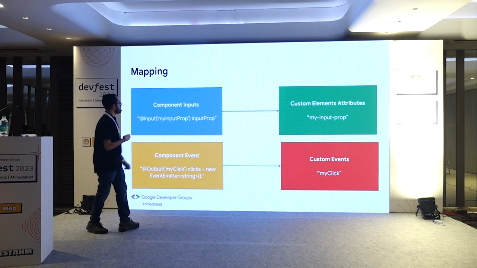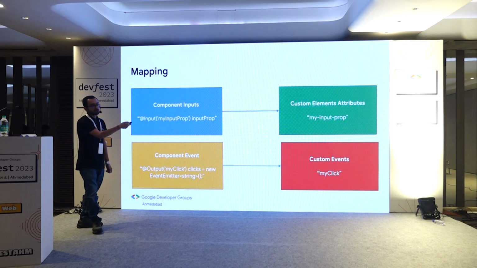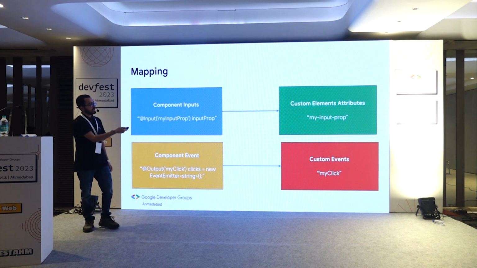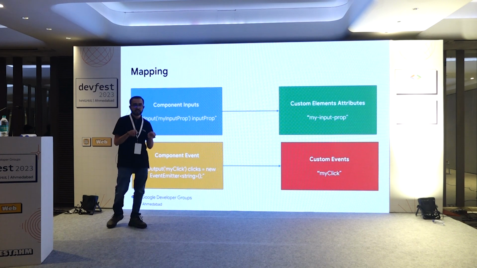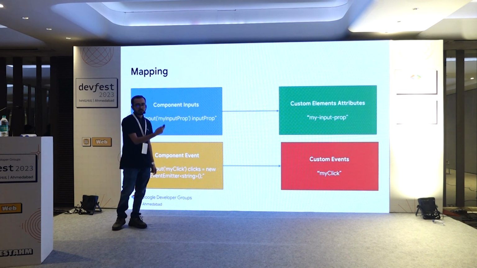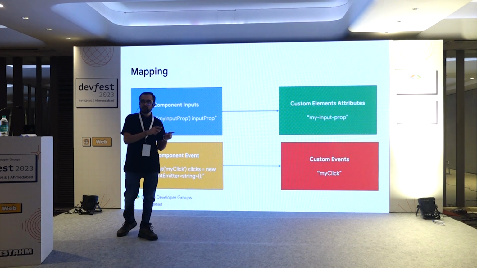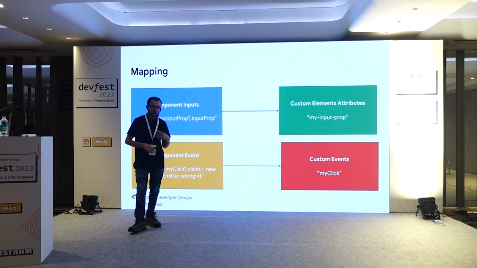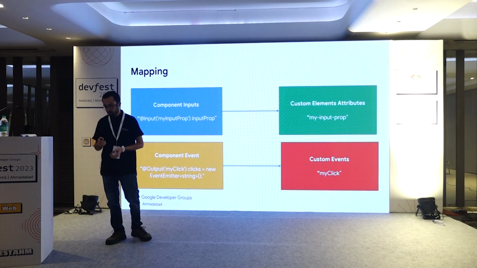If you have a simple myInput property, it will get converted into a custom element attribute called myInputProp. And if you have an event called myClick, then you simply create a custom event inside the custom element that is going to be created, and the name of that event would be myClick. So this is how the mapping works. The attributes and the events that you already have in the Angular component will simply get converted into custom attributes and custom events.